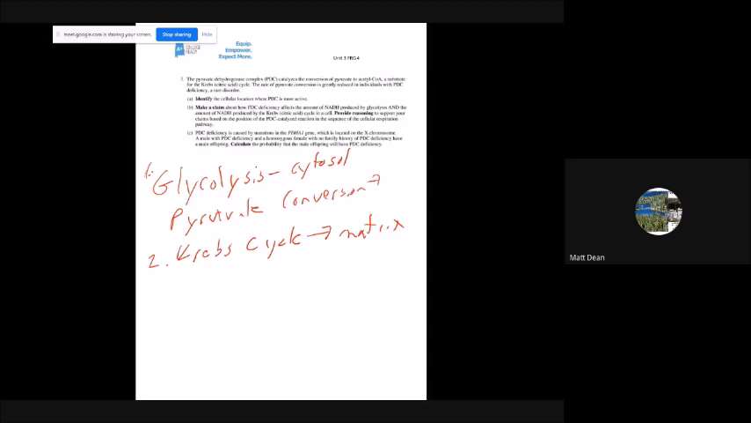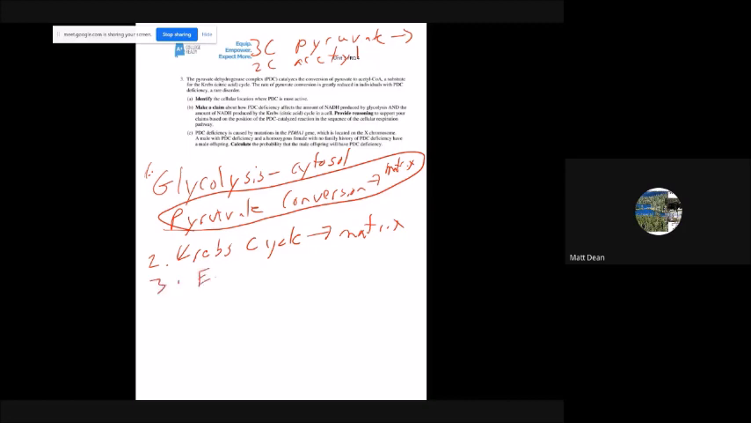This also happens in the mitochondria, mainly in the matrix. And it is when 3-carbon pyruvate is oxidized down and converted to a 2-carbon acetyl group, which is what this question is asking us about. So this is the step we're talking about. Remember that step 3 is the electron transport chain, or sometimes referred to as oxidative phosphorylation.